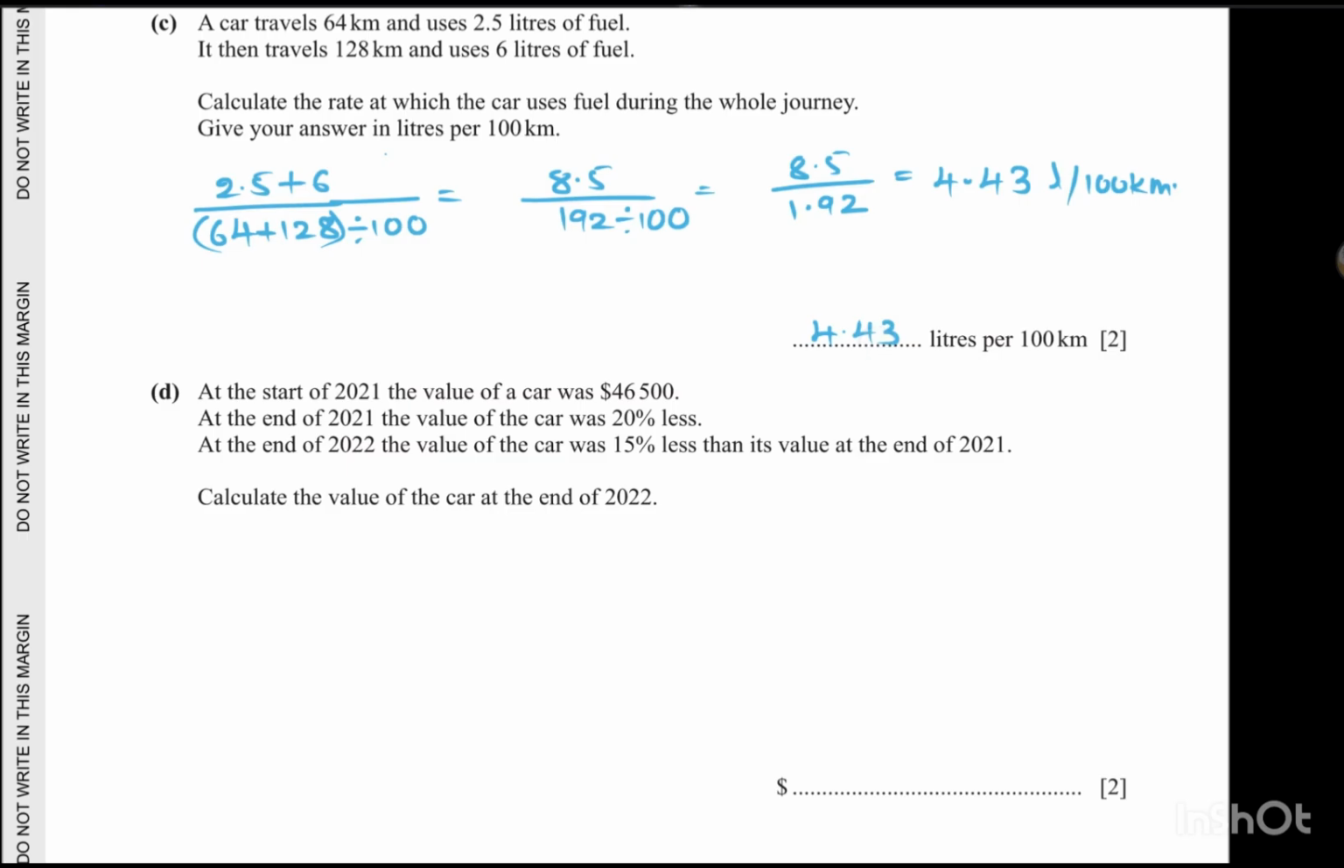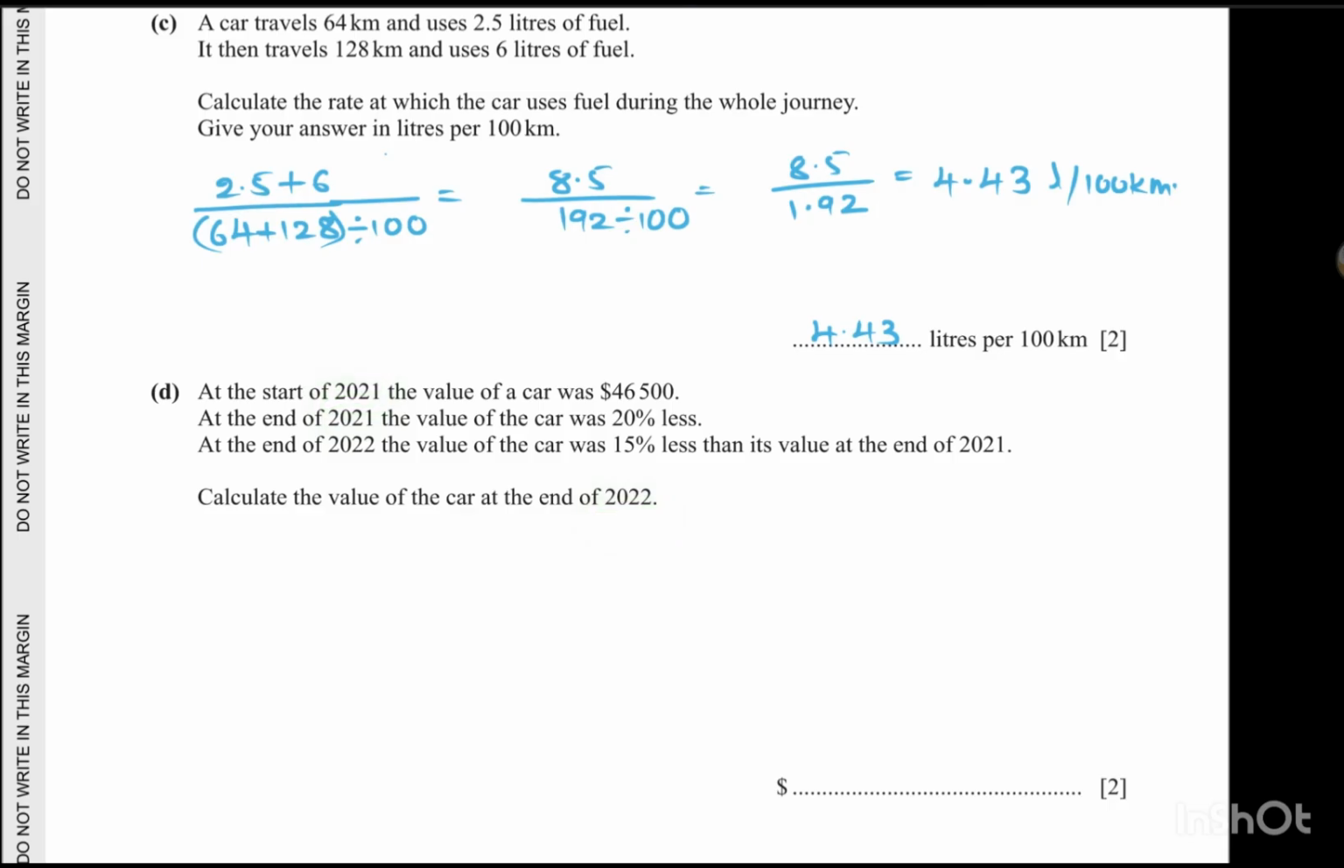Question number D. At the start of 2021, the value of car was 46,500. At the end of 2021, the value of the car was 20% less. At the end of 2022, the value of car was 15% less than its value at the end of 2021. To calculate the value of the car at the end of 2022.